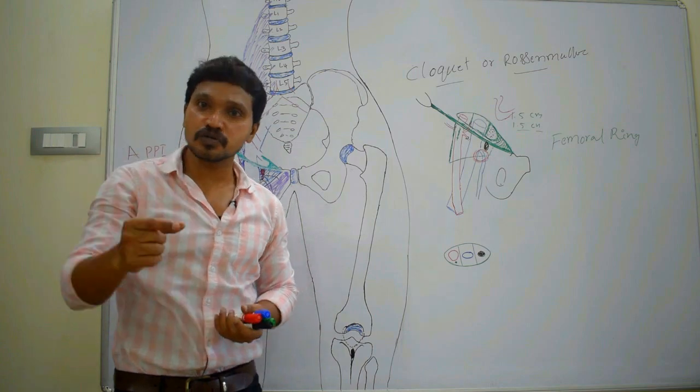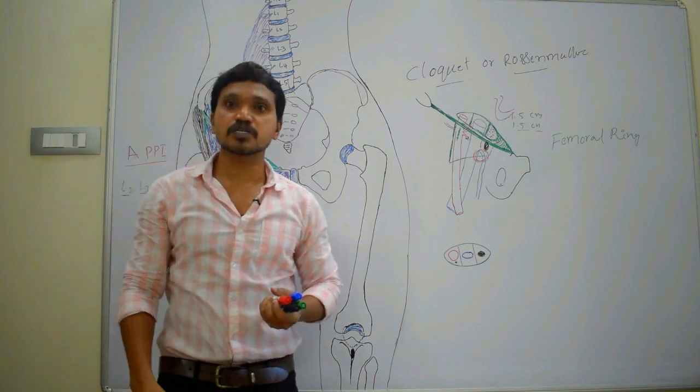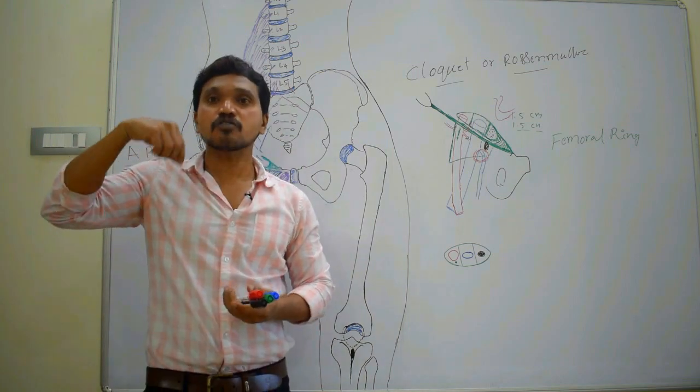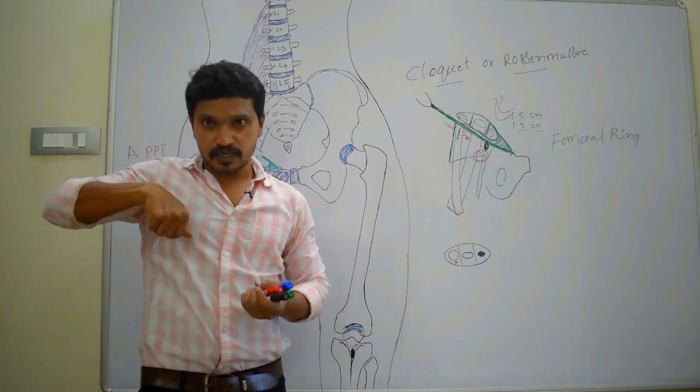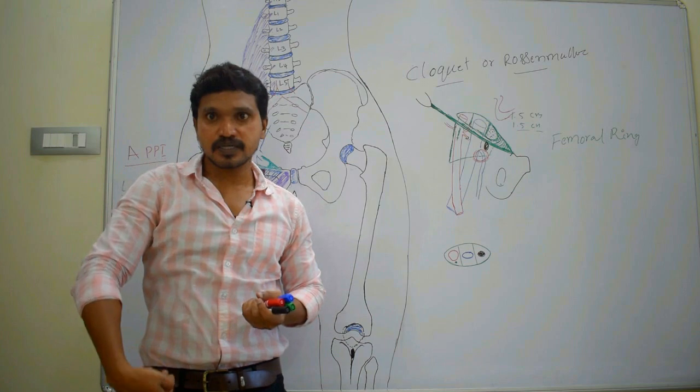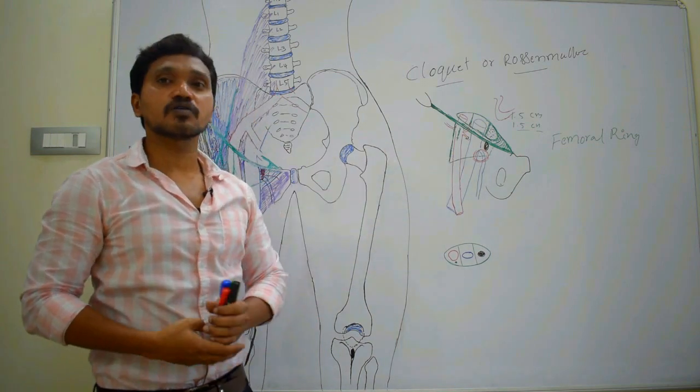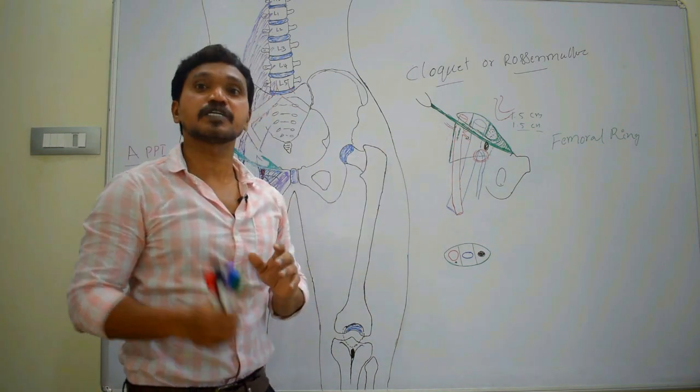If you want to reduce that hernia, you have to ask the patient to flex the thigh. Then you have to follow the reverse course. That means what? First you have to push the hernia down, then backwards, then upwards. So this is how we have to reduce the femoral hernia, if it is reducible.